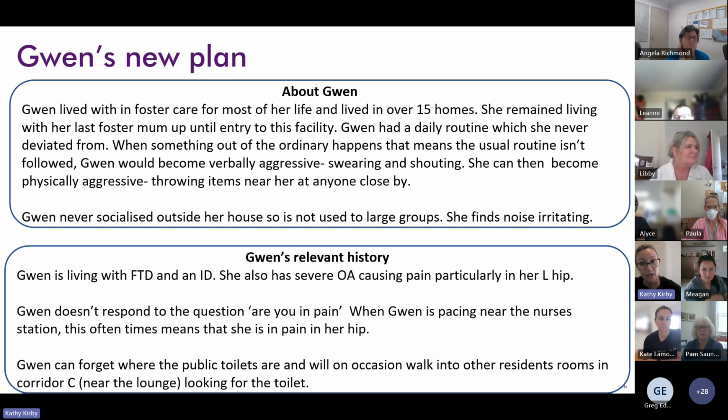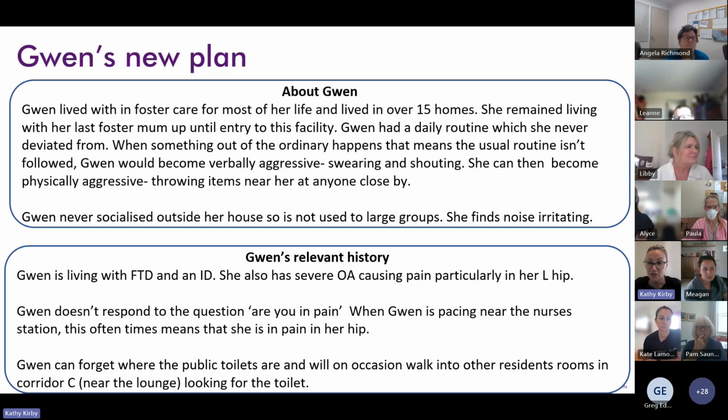Okay, so now we're getting a little bit more information about Gwen. And she's never socialised outside of her house, so she's not used to being in large groups, and she finds noise irritating. So just in that information about Gwen and her history, you can identify 3 triggers, can't you? Noise, large groups of people, and being out of her daily routine. Okay, so 3 things that we can automatically avoid triggering Gwen with by putting some strategies in place and educating our team.